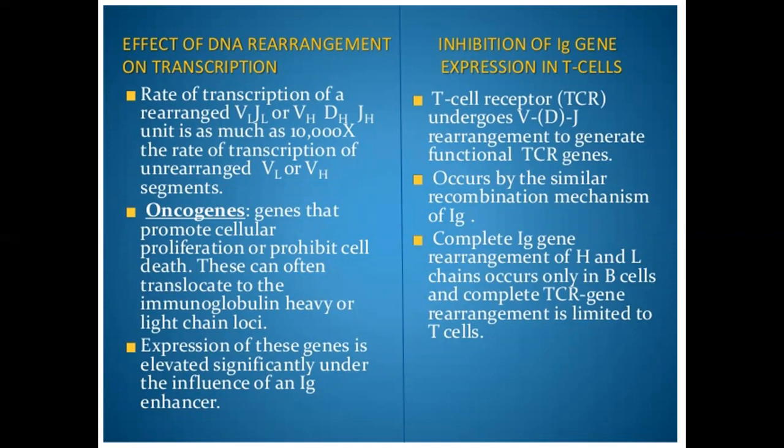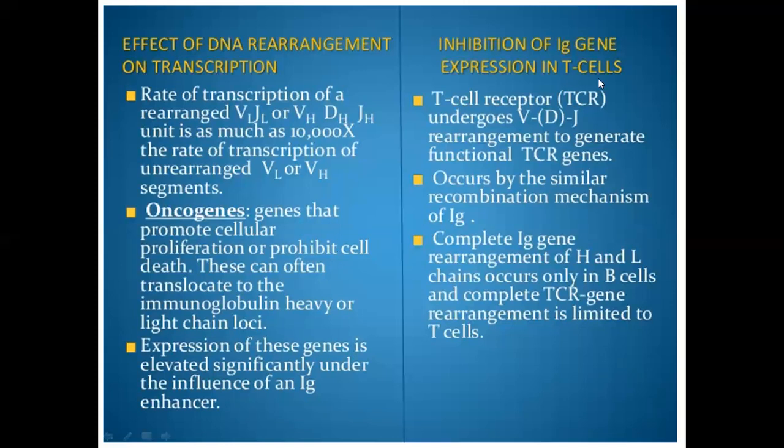Next, genes that promote cellular proliferation or prohibit cell death can often translocate to the immunoglobulin heavy or light chain loci. Oncogenes they are known as. So the expression of these genes is elevated significantly under the influence of an immunoglobulin enhancers, promoters, you have studied, no? So that one. Next, inhibition of immunoglobulin gene expression in the T cells.